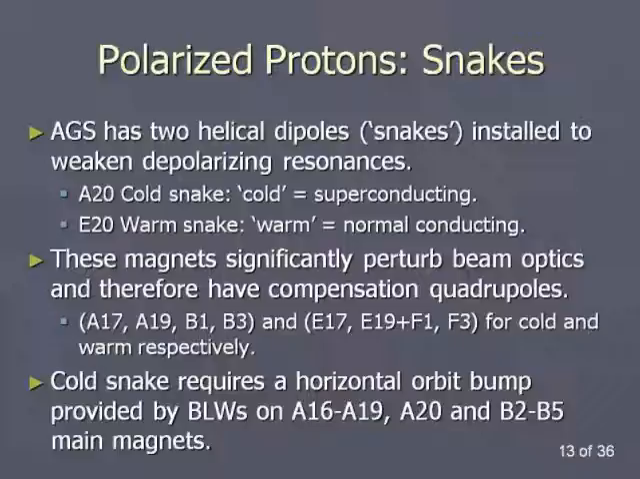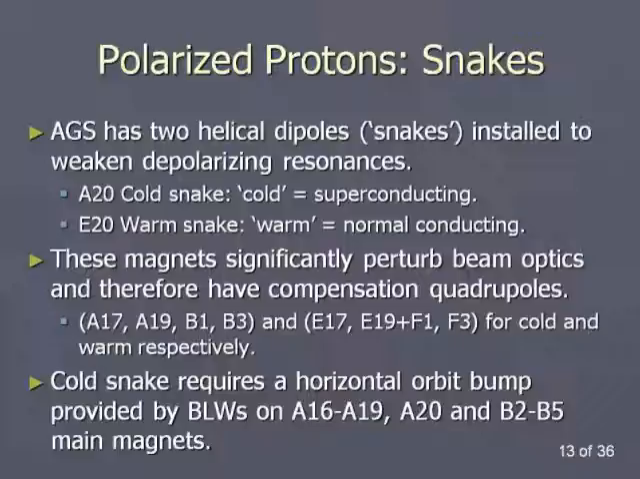They completely hose the lattice, right? If you turn the snakes on and do nothing else, beam will not circulate, guaranteed. So to compensate for the effect that they have on the optics, they each come with these compensation packages. Each one has a set of 4 quadrupoles associated with it. A17 is actually a horizontal tune quad that has extra windings on it for the purposes of compensating for the fact that the snake, which is nearby, is going to screw up the lattice.